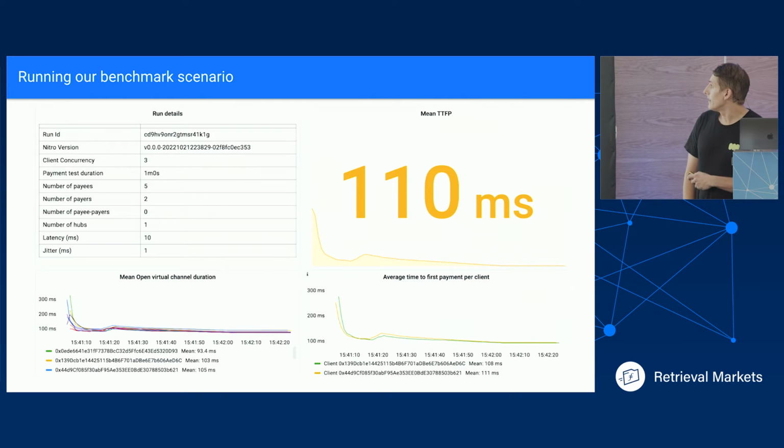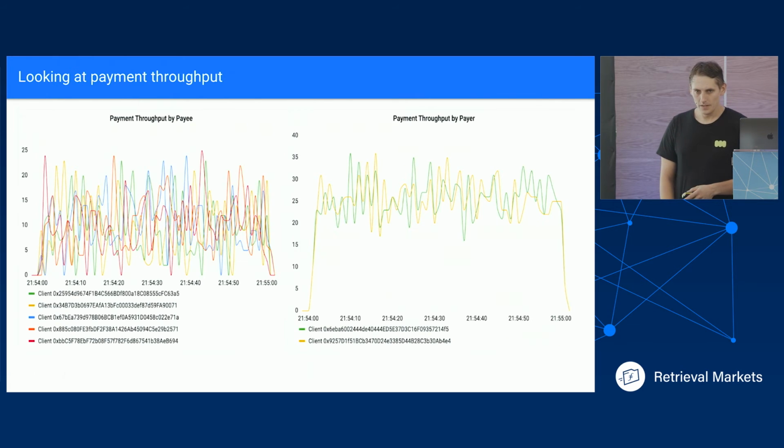You can see here, right now, our time to first payment is 110 milliseconds, which is slightly above the number George gave, but we'll get into that a bit more. Down here, we have it broken down by client. And we can also notice there's a bit of a large spike here, so we'll look into that a bit more too. Another thing we can look at is payment throughput.